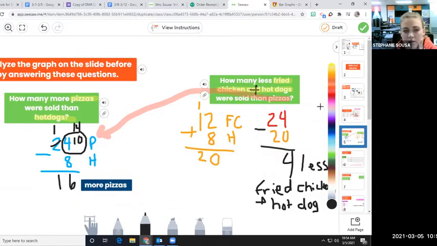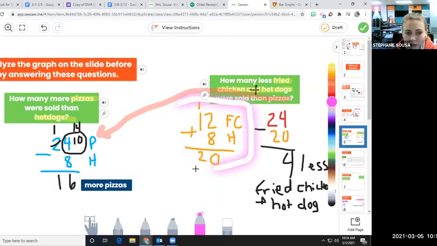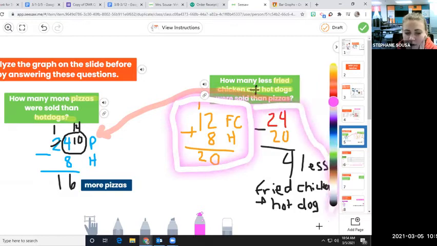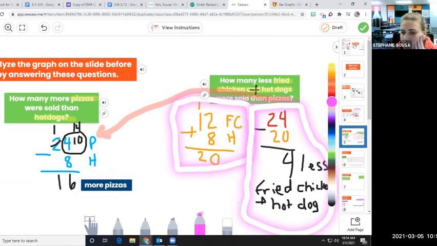So this was over here a one-step problem. We only had to do one equation. This over here was a two-step problem. We had 2 equations to solve. The first combining fried chicken and hot dogs. The second comparing the hot dogs and fried chicken to the pizza. 2 steps here. Okay. Any questions on either of those?